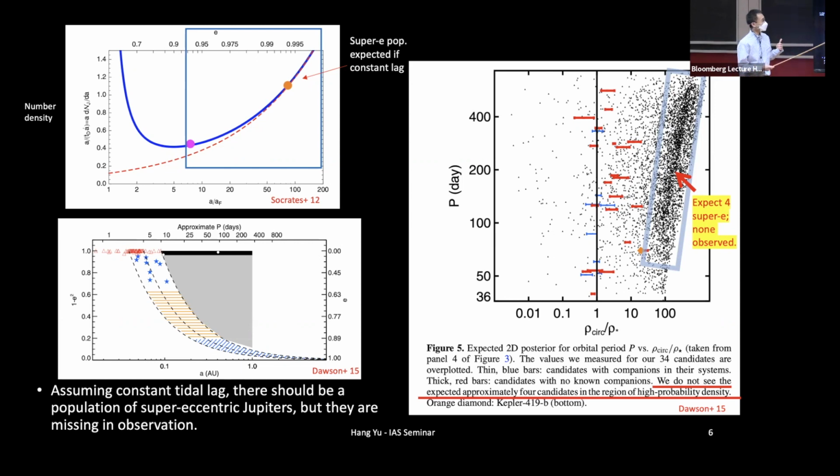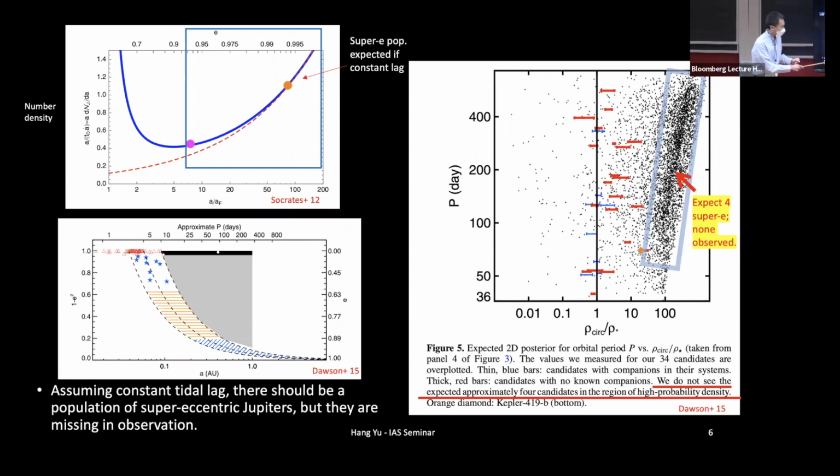And that is simply because at this super-eccentric stage, the orbital period is so long, and tidal dissipation is only effective for a small portion of the orbit. So in the end, a planet should spend a long time at this stage.